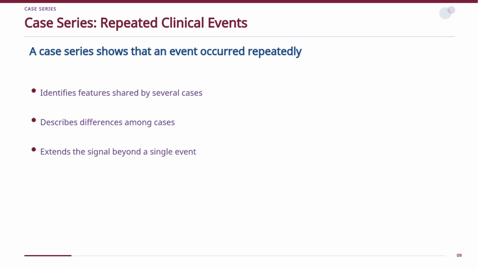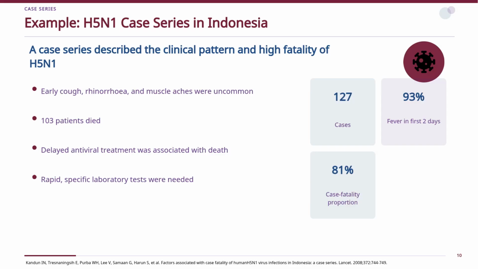A case series shows that an event occurred repeatedly. A case series allows researchers to identify features shared by several cases. It also allows them to describe differences among the cases. Now, let's look at an example involving avian influenza in Indonesia. Between 2005 and 2008, Indonesia reported many cases of avian influenza A, H5N1.